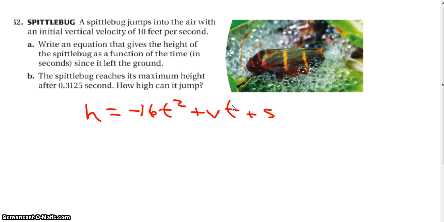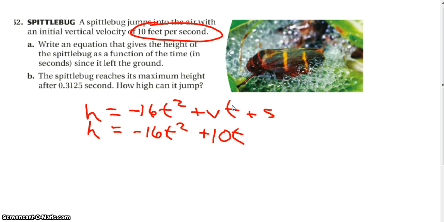Okay, so we have some information that could be used in this model right now. What has been given that we could substitute? Lauren, where do we put it? Good, so we're going to put 10 here, 10 feet per second. We don't know the time. Does it say? And so write an equation that gives the height as a function of time since it left the ground. What is the starting height if you're leaving the ground? Zero. So we don't even need to include plus 0. We could put plus 0, but we don't need it. So there you go. All we need to know is how much time.